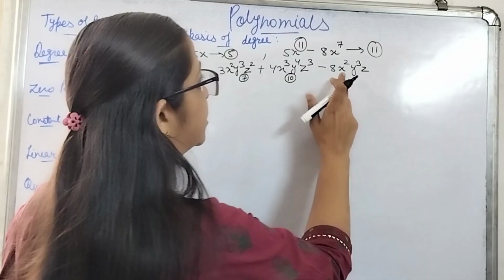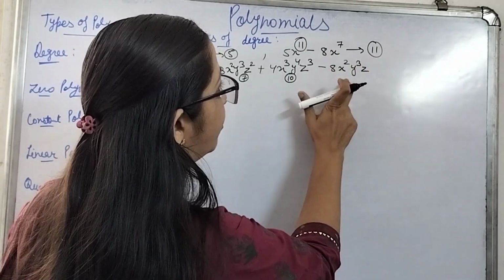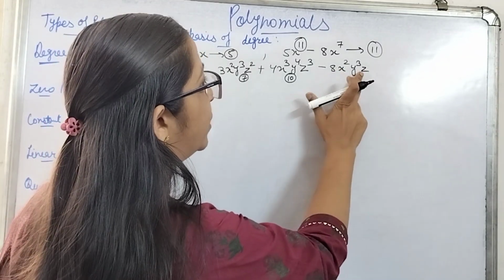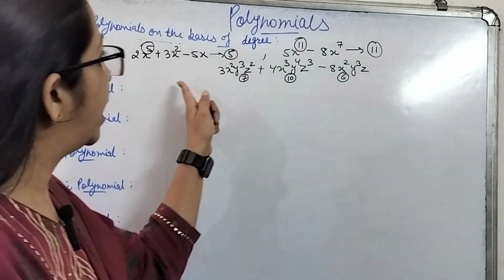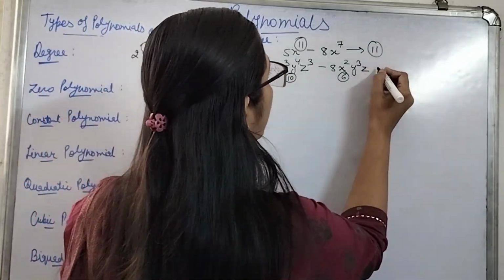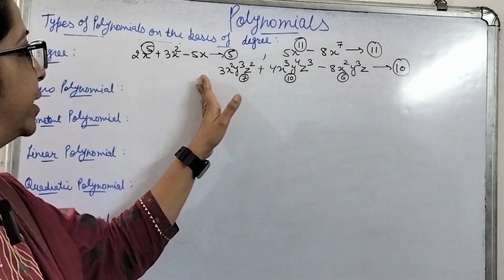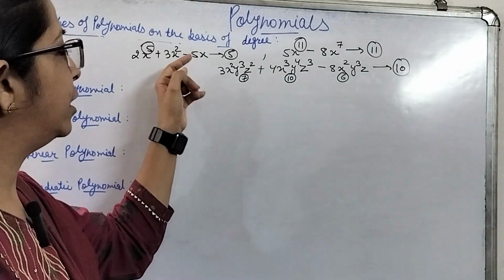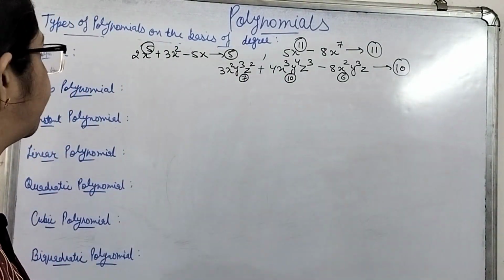For this term, it is x^2, y^3 and z, so 2 + 3 + 1, since z means z raised to the power 1. So 2 + 3 is 5, plus 1 is 6. For this term, it is 6. So the highest power of the variables is 10. That's the reason the degree of this polynomial will be 10. This is how we can calculate the degree of any polynomial, whether it is in one variable, two variables or three variables, whatever the condition is.